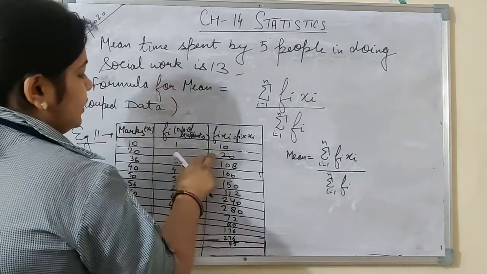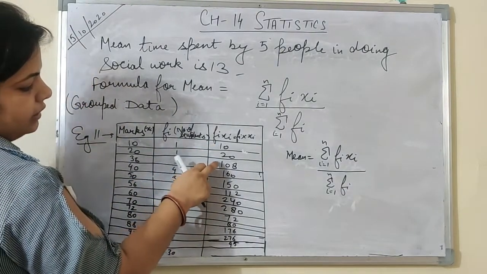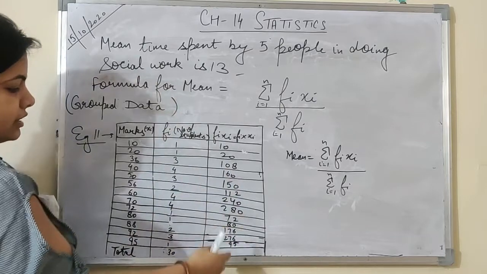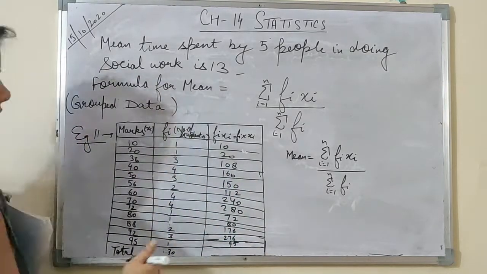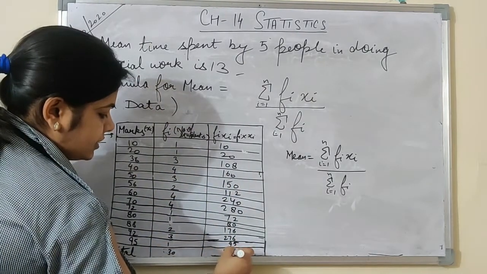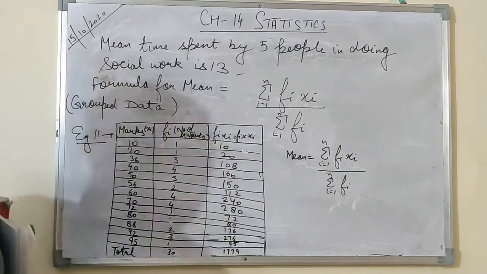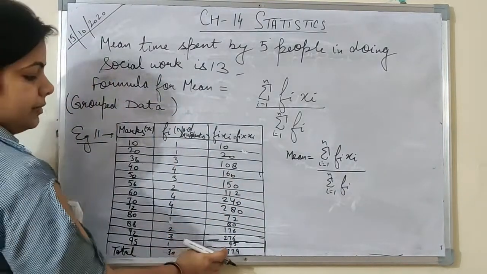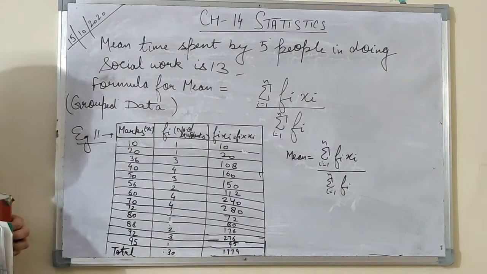If you add 30, then after that 138, like this, if you add them, whatever sum you get, you can add it. I am just writing it. Okay, so you will be getting 1779.